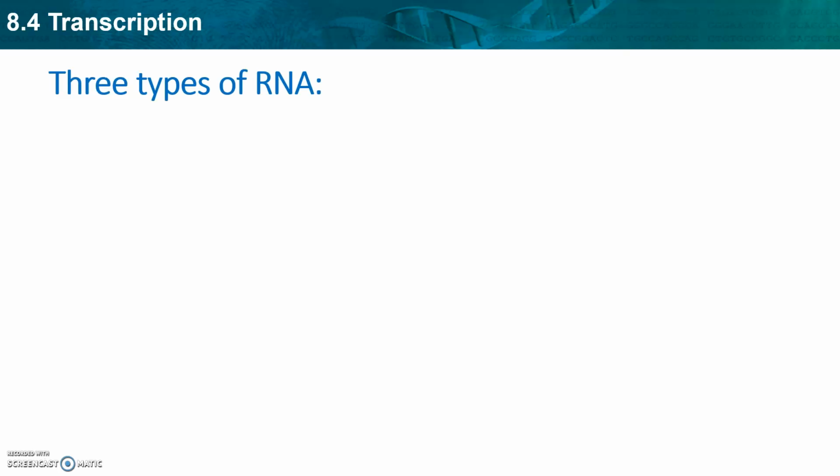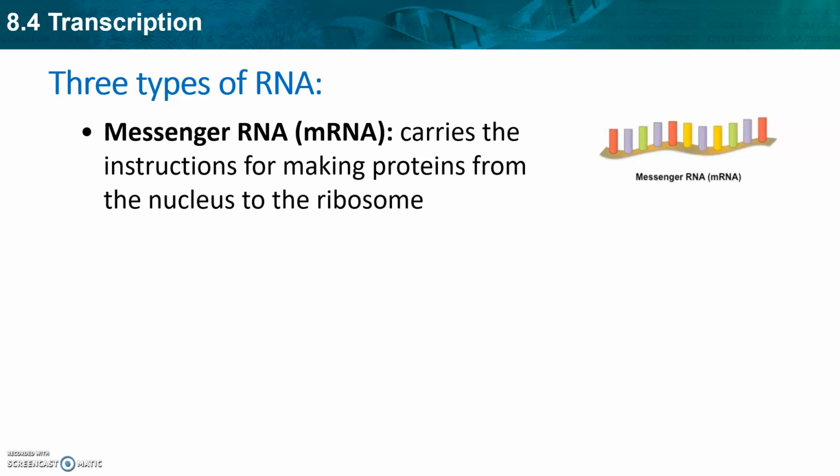So let's talk about the 3 different types of RNA, because there are different types of RNA that are used for different functions. The first one is what we've already talked about. That's the messenger RNA, or mRNA. It carries instructions for making proteins from the nucleus to the ribosome, and that's what we've already discussed. It's the message. It's taking the message from the DNA to the ribosome, which reads the message in order to make a protein.